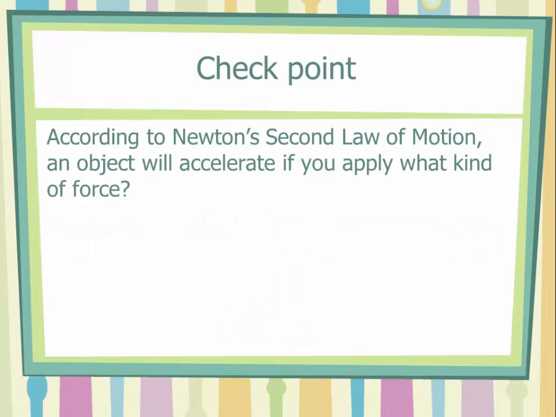So checkpoint. According to Newton's second law of motion, an object will accelerate if you apply one kind of force to it. Just think about the previous slide. And then, yep, it's an unbalanced force, because if it's balanced, it's not going to move. So we have to have that unbalanced force to move it into a direction.